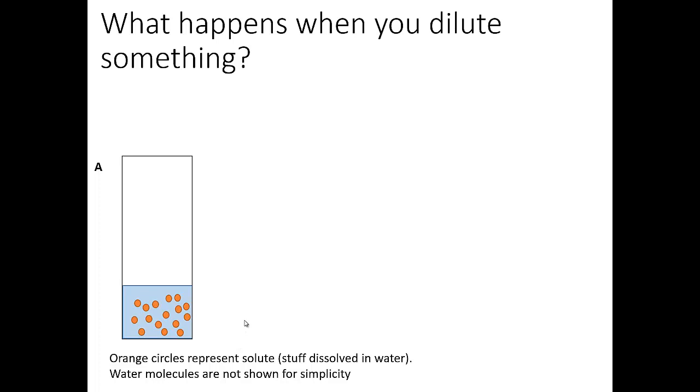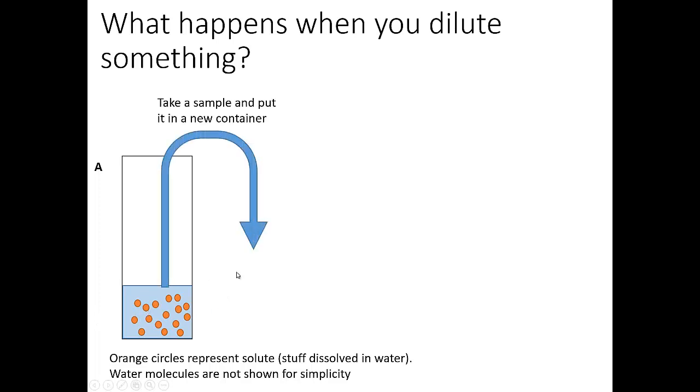And so if we think about what we're doing when we're diluting, we're taking a sample of that out and putting it into a new container. And when you take that sample out, you haven't changed the concentration. So what you see here is that both the volume and the number of particles dissolved have gone down. And if we took the ratio of those, we would find the ratio is the same, right? So a concentration is just the amount of stuff per unit volume. So the concentration is still the same.